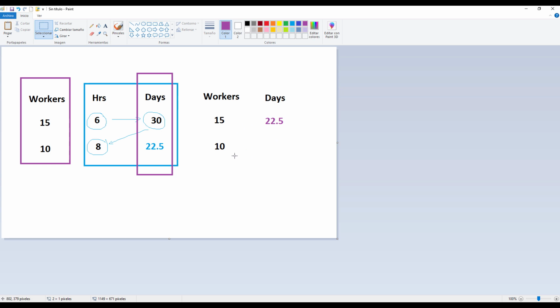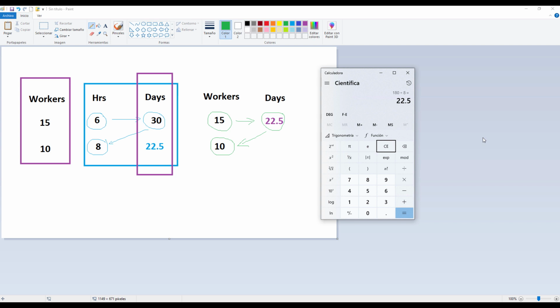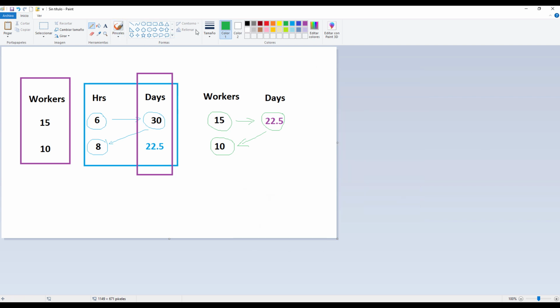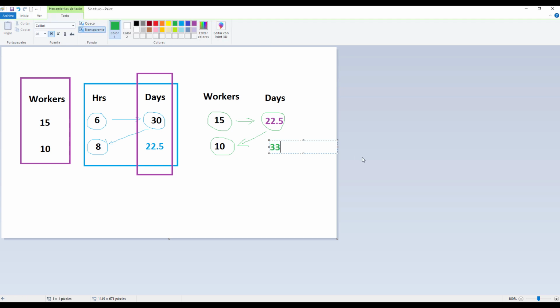Yeah, again, it's an inverse variation. So you need to multiply here, and divide by that quantity. So here, 15 times, divided by 10. Okay, this is the result of that exercise.